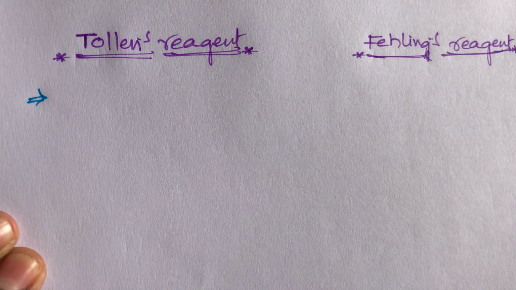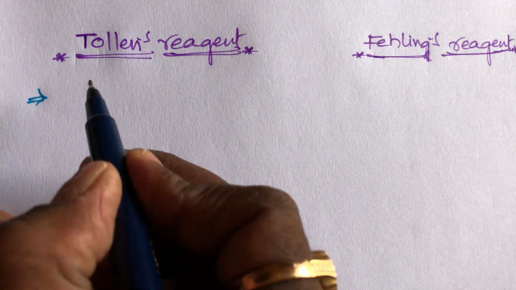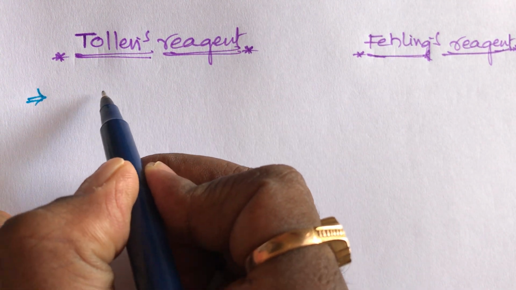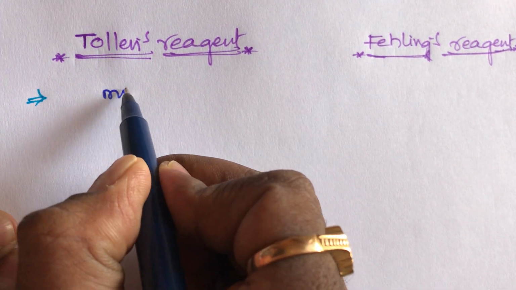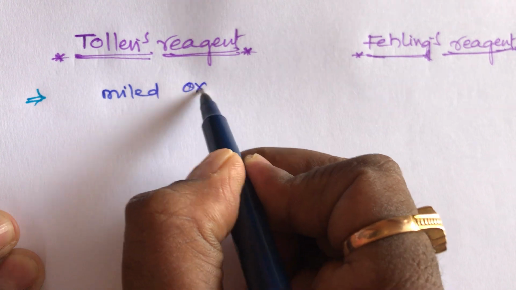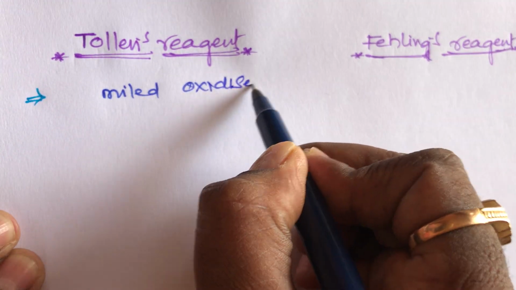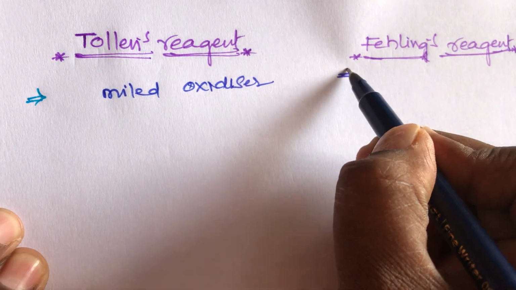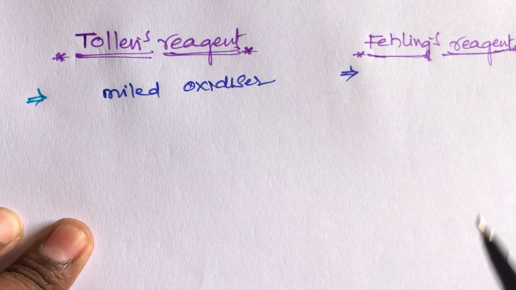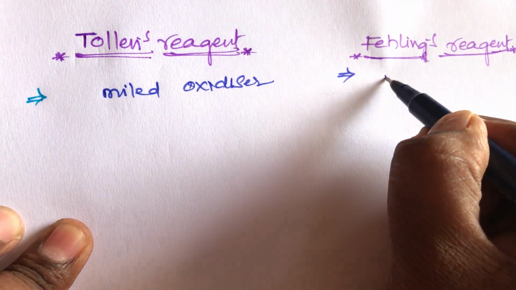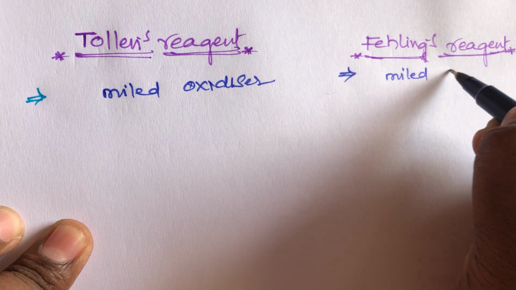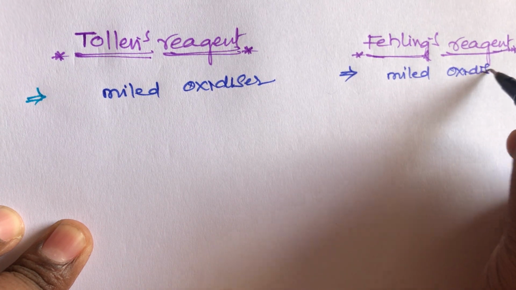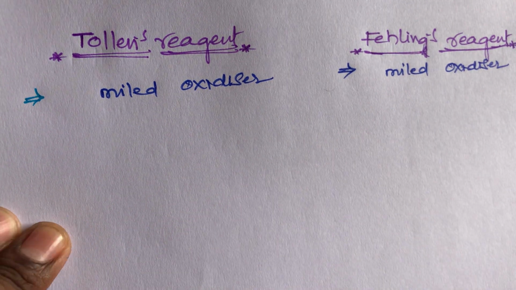Tollens reagent acts as a mild oxidizer. Fehling's reagent also acts as a mild oxidizer. Now the second point, students.